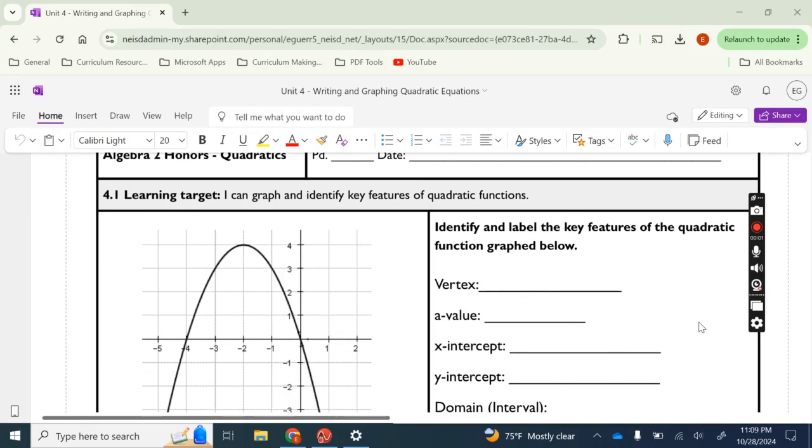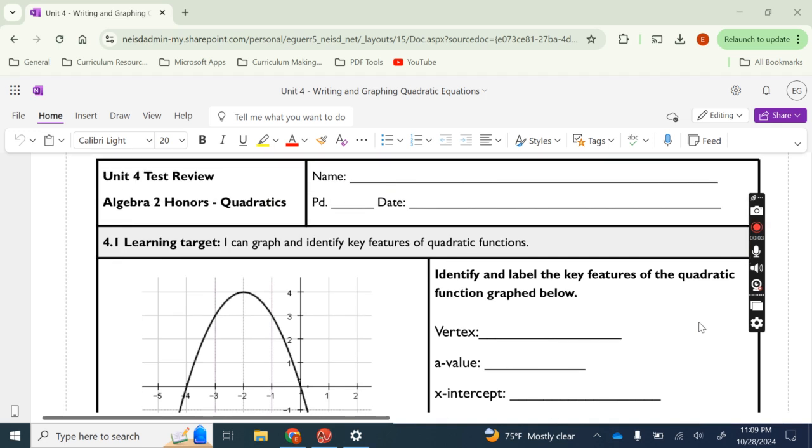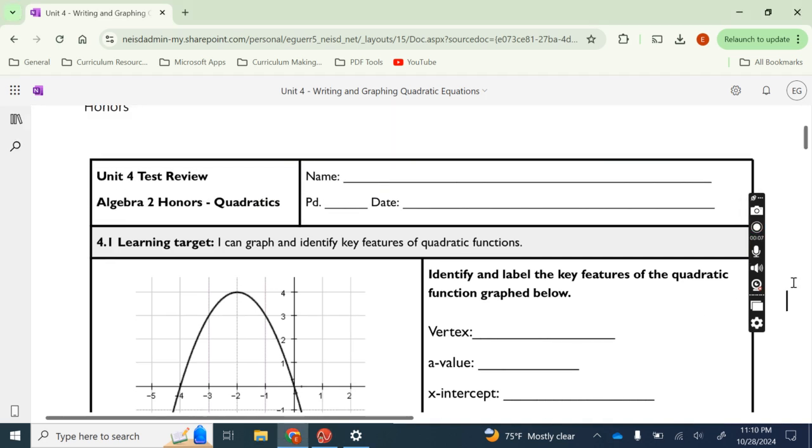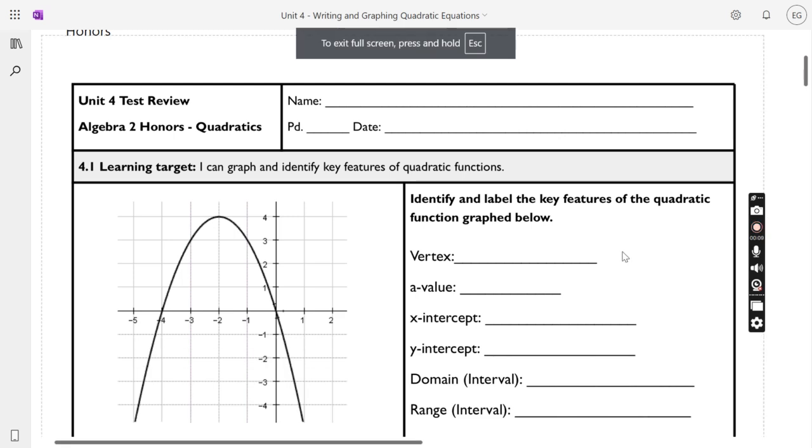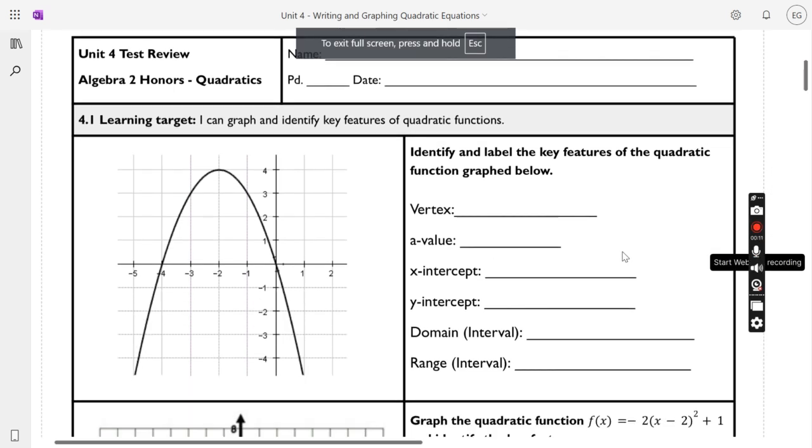Alright, what's up guys? Today I'm going to go over this Unit 4 test review. I'm going to try to go over the questions that will be most important to get success on the test that you guys will have on Wednesday.